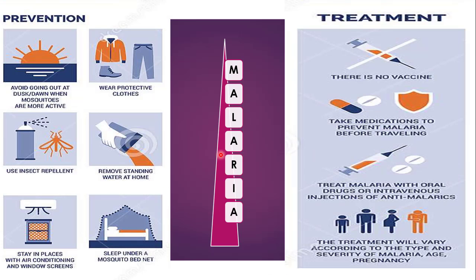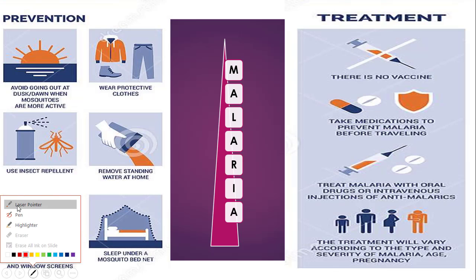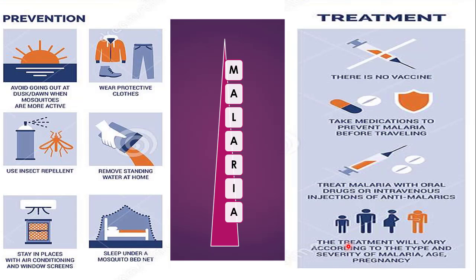And anti-malarial drugs we have also covered in detail along with the classes, with descriptions of the drugs in the videos on anti-malarial drugs. So you can go through those videos. As you all know, there are various anti-malarial drugs and treatments. Treatment will vary according to the type and severity of the malaria, age, and pregnancy. These are the various factors affecting the treatment, which we have discussed in detail in each and every drug's video. So this was prevention and treatment.